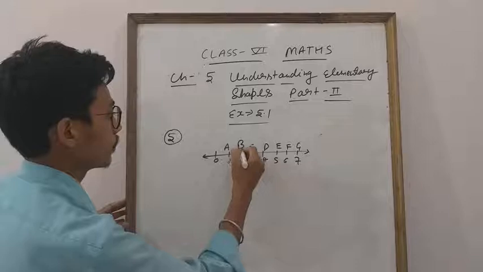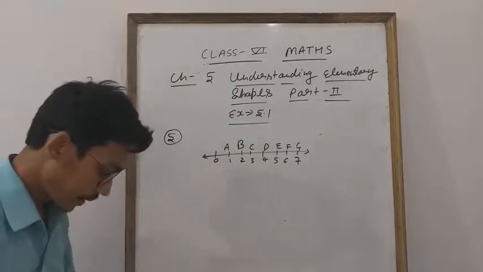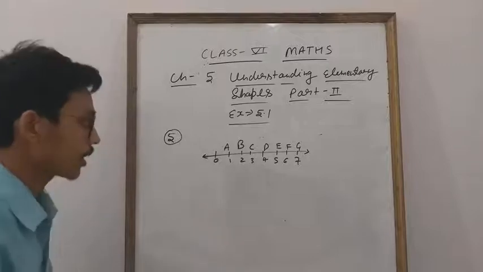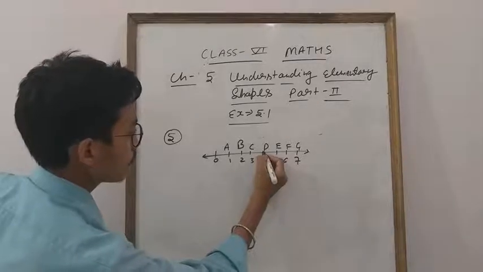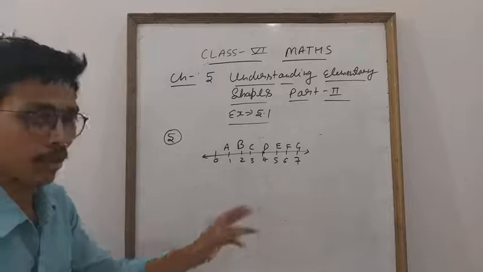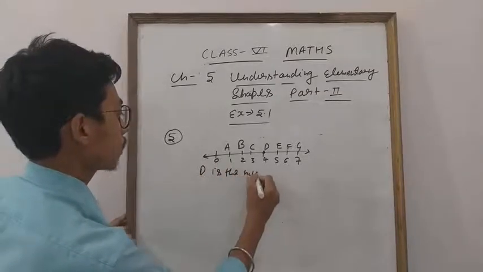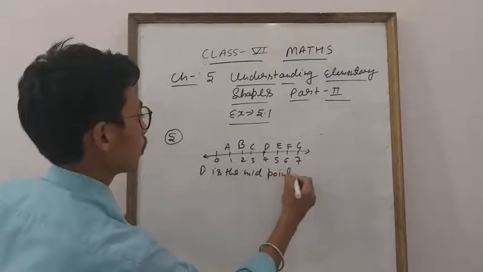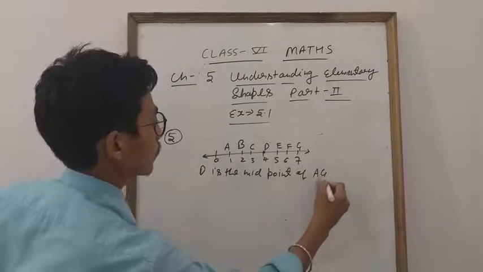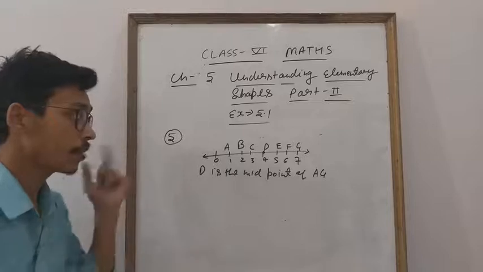This is B. Okay everyone. Now it is given, verify whether D is the midpoint of AG or not. It means you have to verify D is the midpoint of AG. How will you verify, student?